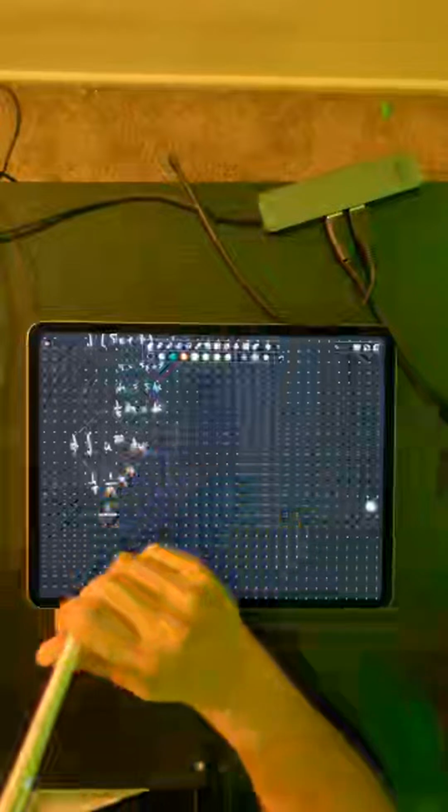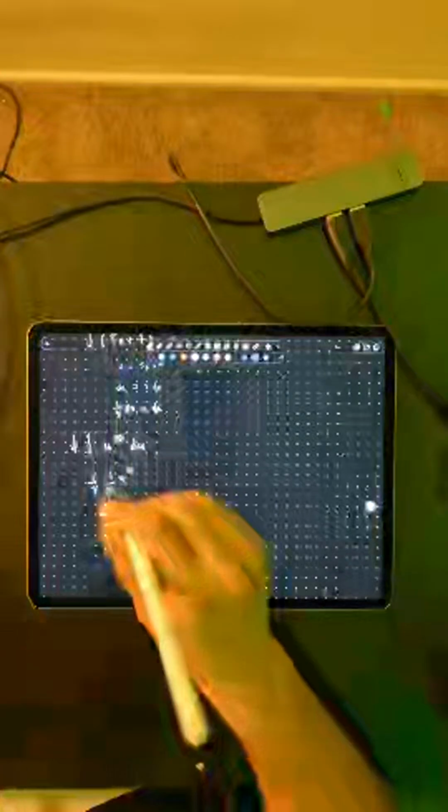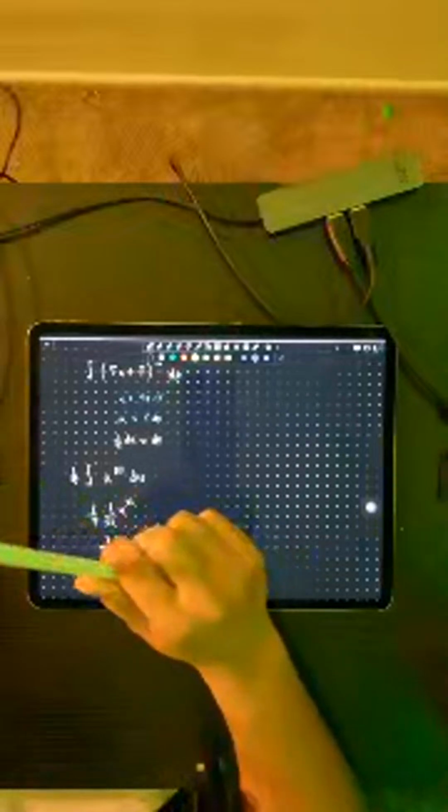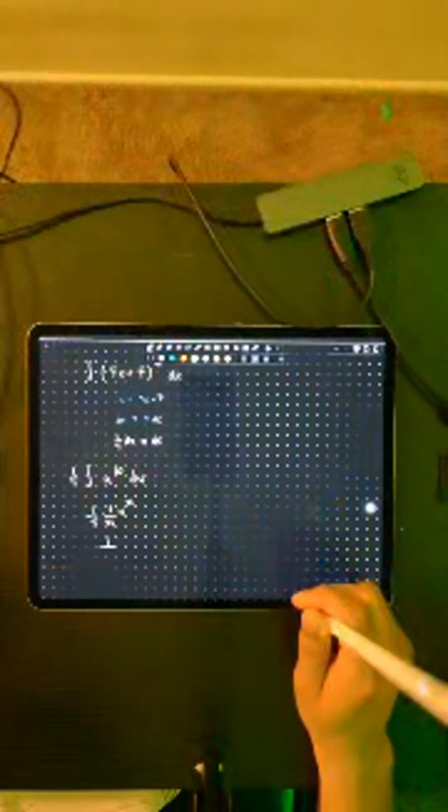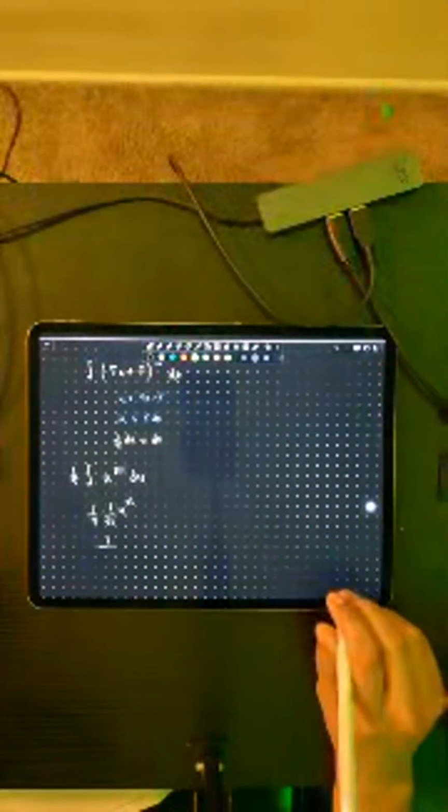Fancy pants, I see what you're doing, and you're doing great, by the way. Just don't get confused by the derivatives and integrals, which remember, they're inverses of each other. So for the integral we have to add one.